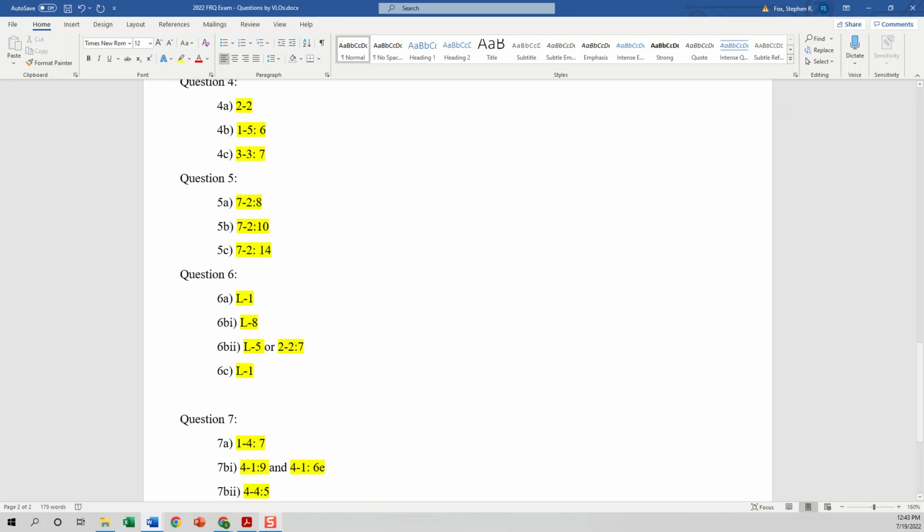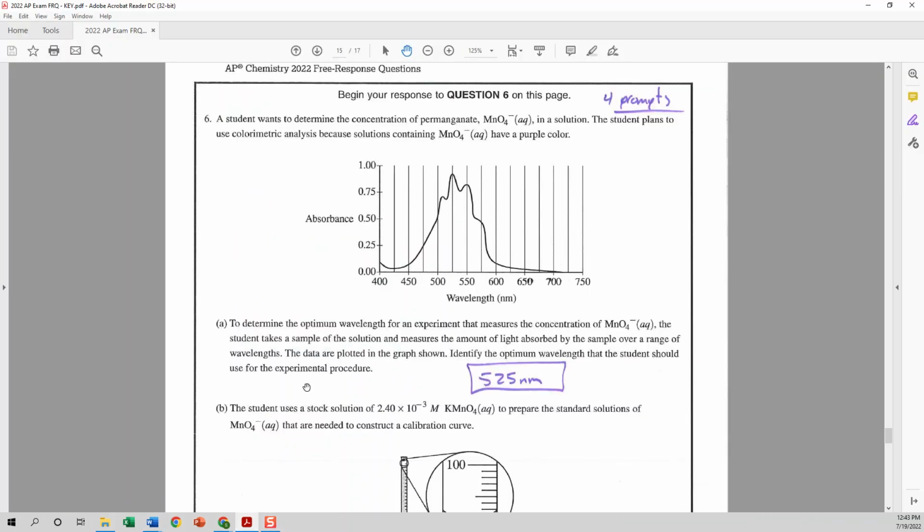All right. So if we look at the question, it says, to determine the optimum wavelength for an experiment that measures the concentration of permanganate, the student takes a sample of a solution and measures the amount of light absorbed by the sample over a range of wavelengths. So they shot this wavelength through the light and see how much light was absorbed, all the way through. Okay, and then they charted it. Identify the optimum wavelength that the student should use for the experimental procedure.